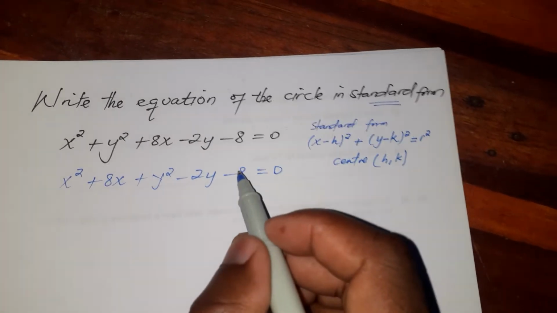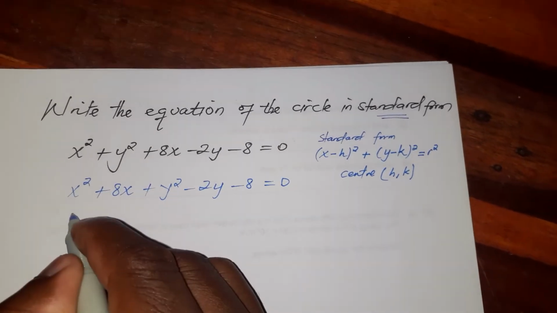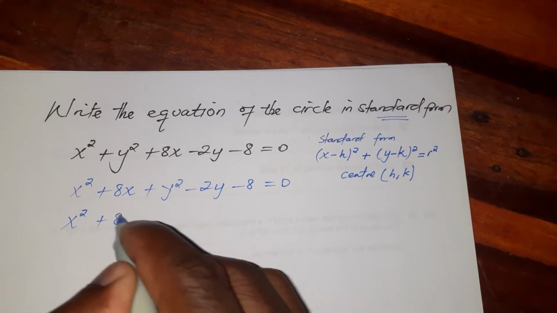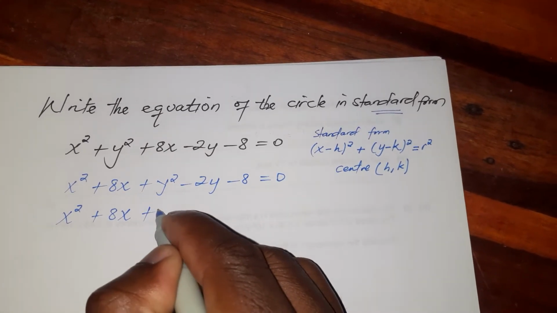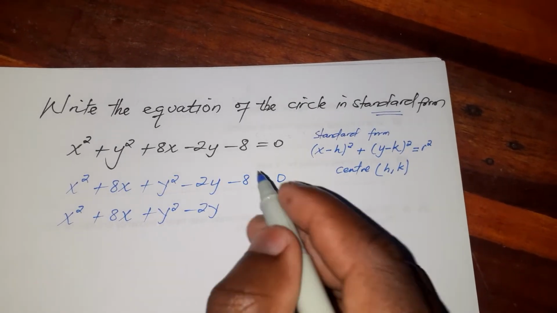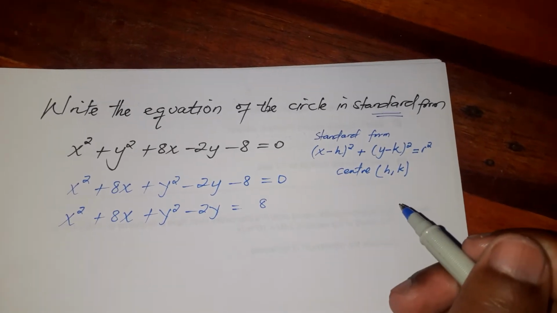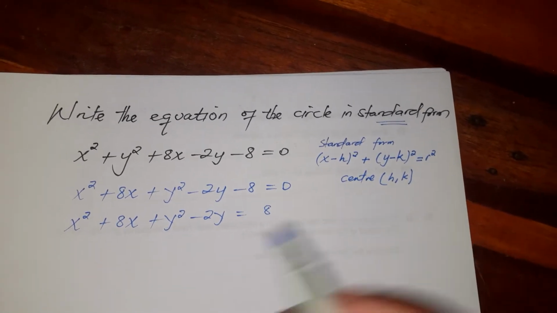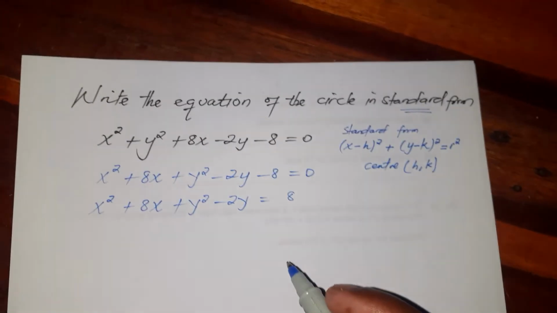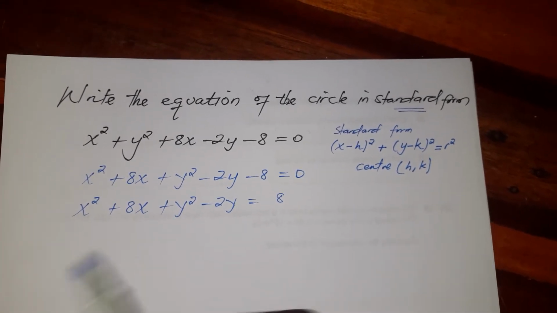Now we have to move this negative 8 to the other side. Then you're going to have x squared plus 8x plus y squared minus 2y equals positive 8. Now what we need to do here is that we now have to complete squares.